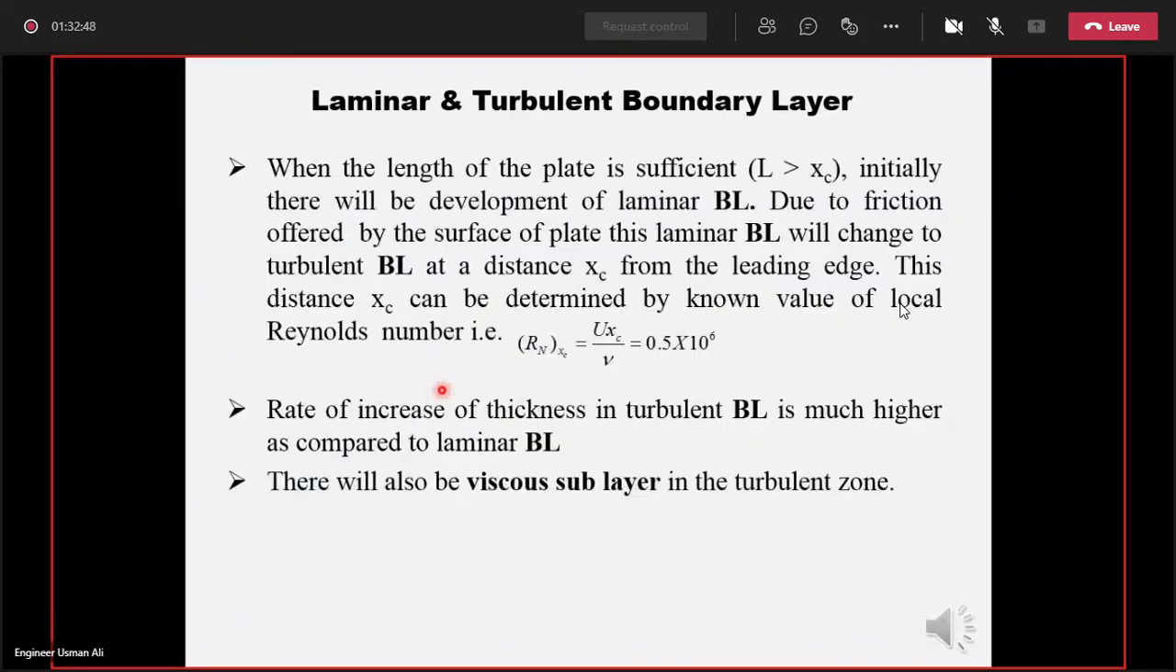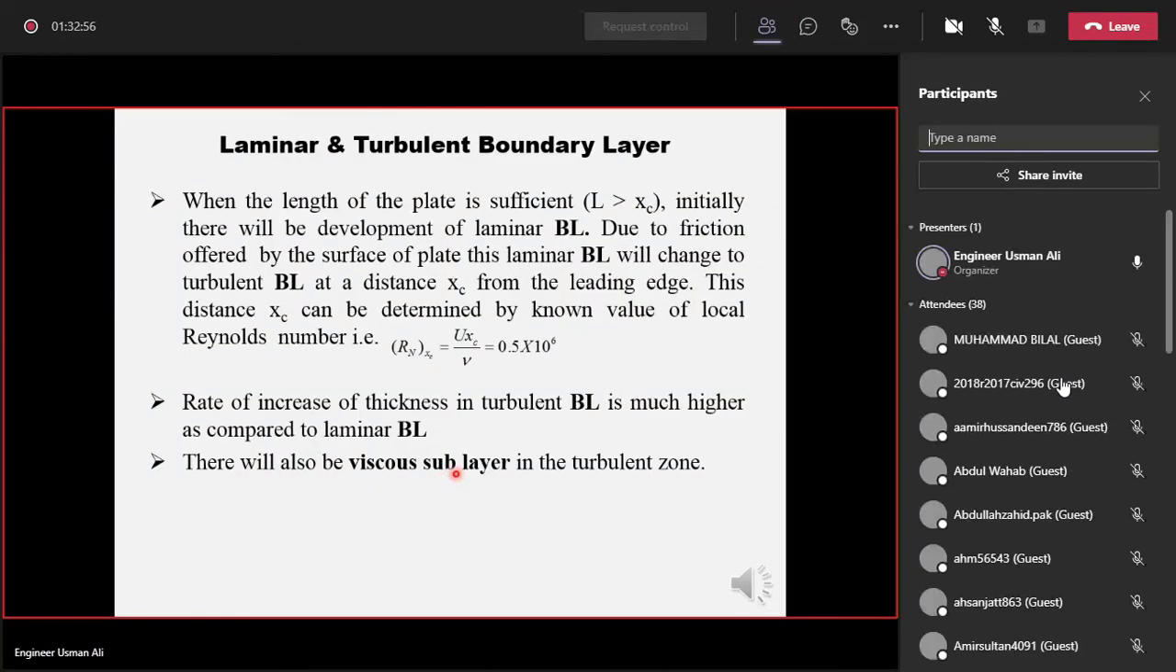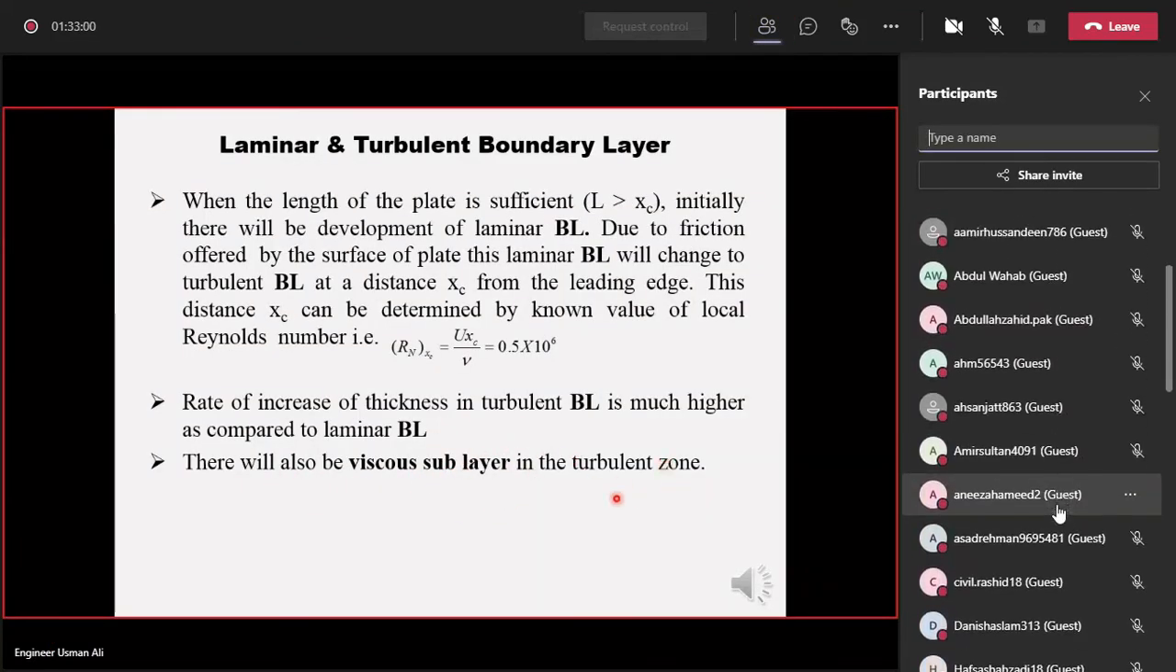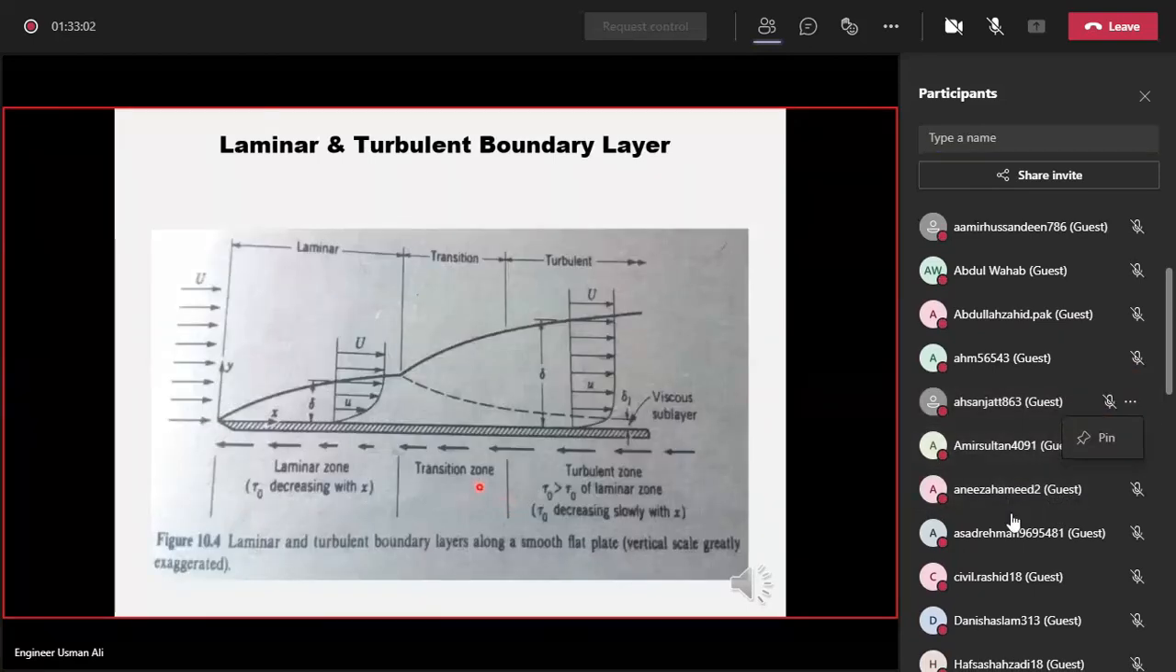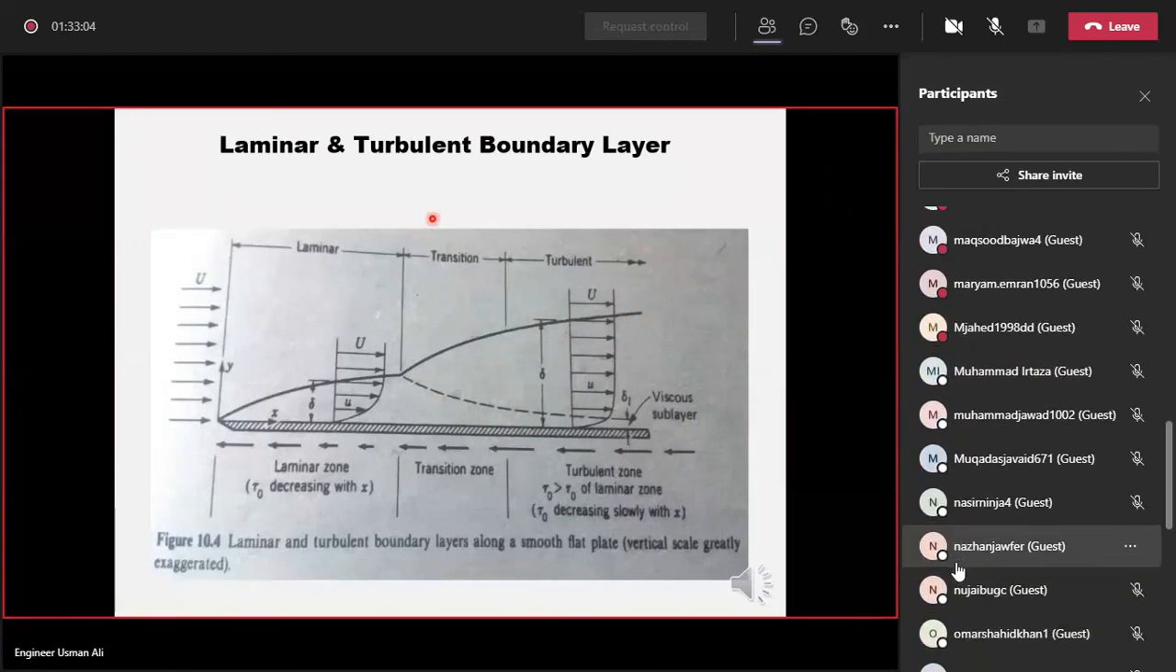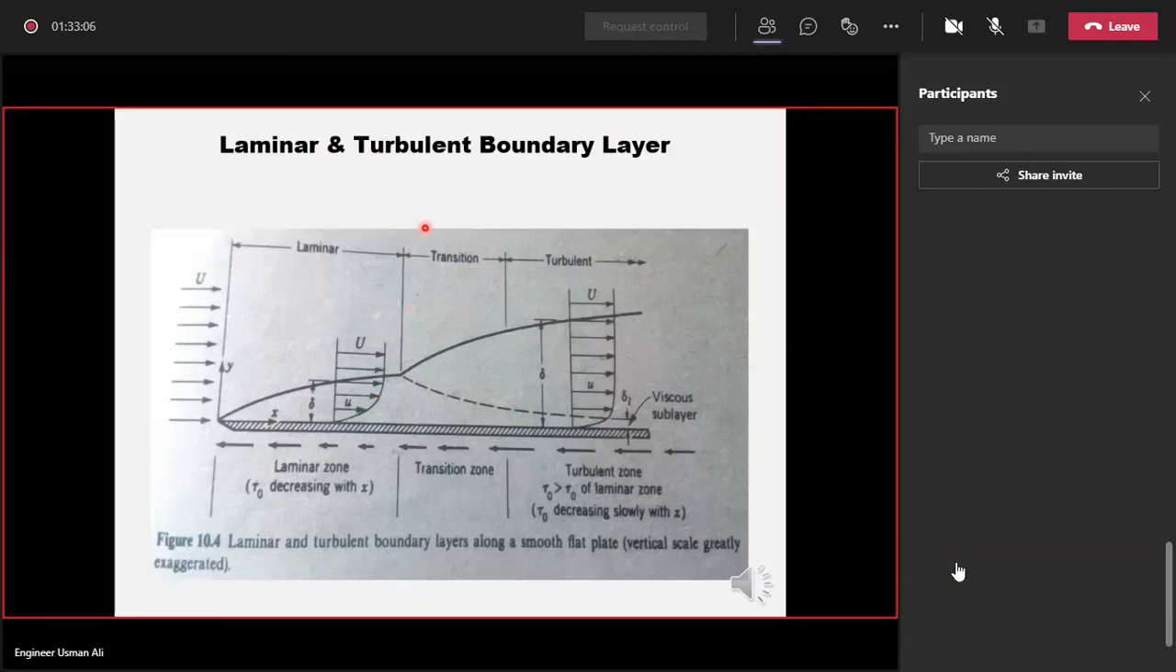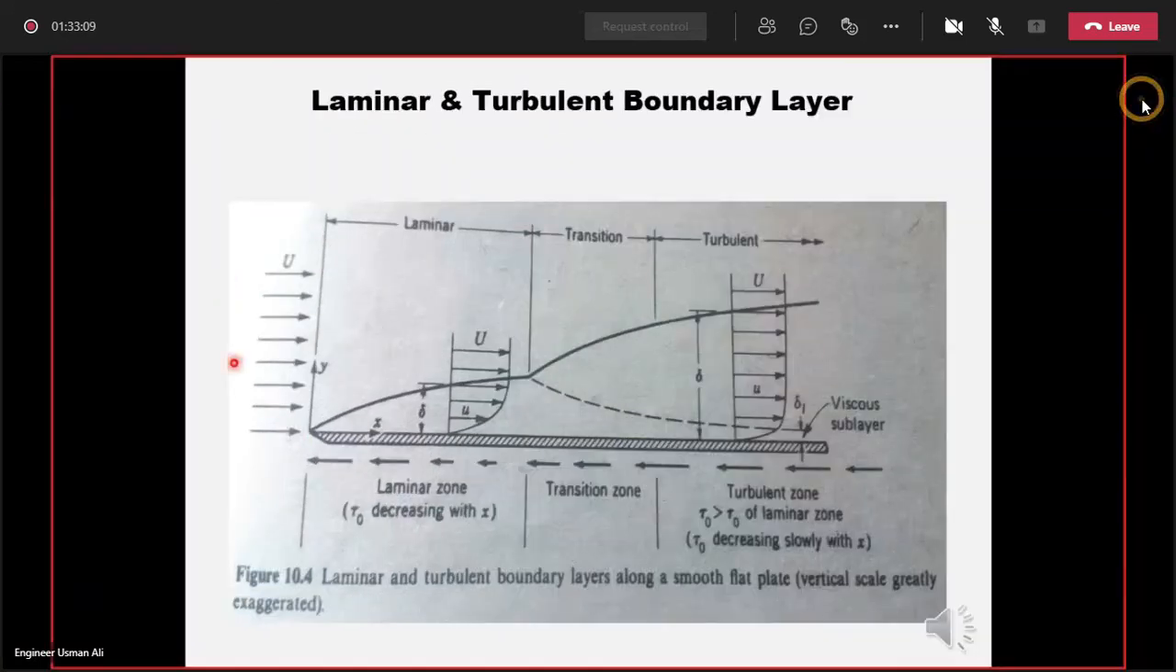So remember, the rate of increase in thickness of the turbulent boundary layer is more than that of the laminar boundary layer. There will always be a viscous sublayer or laminar sublayer in the turbulent zone. So this is a typical diagram for the third type. This is a transition boundary layer. As you can see, the smooth flat plate is placed in a fluid with undisturbed velocity u, and the length of the plate is more than XC. This is the main thing. The plate is very long and its length is more than XC.